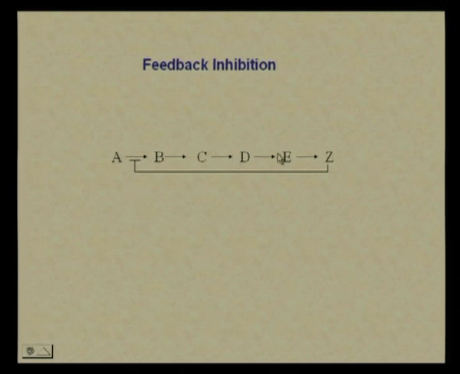So, say we are going from A to Z here, what happens is this Z usually is an inhibitor for this enzyme that transforms A to B. Let me repeat that. We have a particular series of enzymatic steps here. The series goes from A to B to C to D and so forth. And finally, say it has these 1, 2, 3, 4, 5 steps. In the 5th step, Z is formed. Okay?